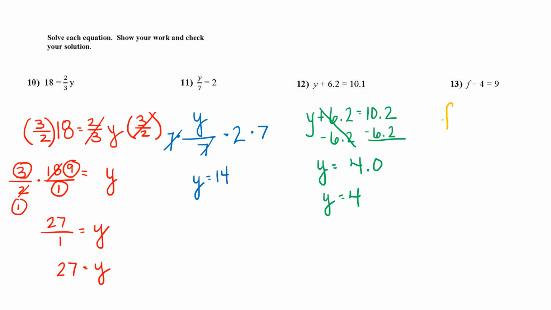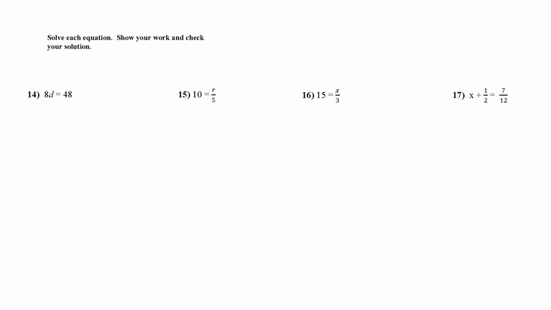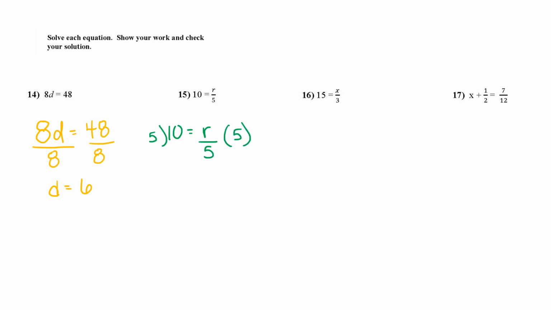Question 13, f subtract 4 equals 9. I'm going to add 4 to both sides. F equals 13. Question number 14, 8d equals 48. I'm going to divide both sides by 8. D equals 6. Question 15, 10 equals r divided by 5. I'm going to multiply by 5 on both sides. 5 times 10 is 50. These 5's cancel out, and so I have r equals 50.